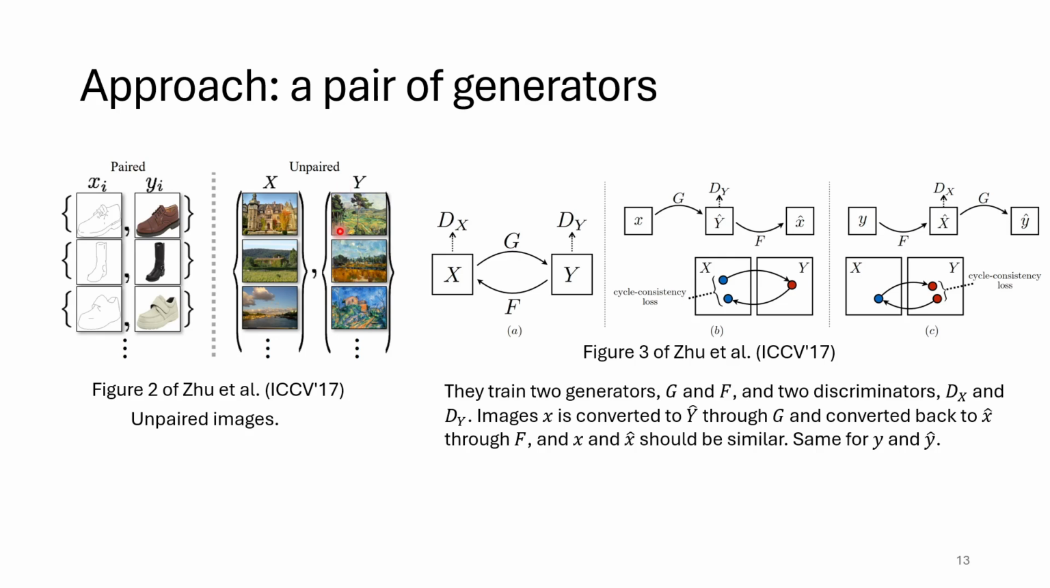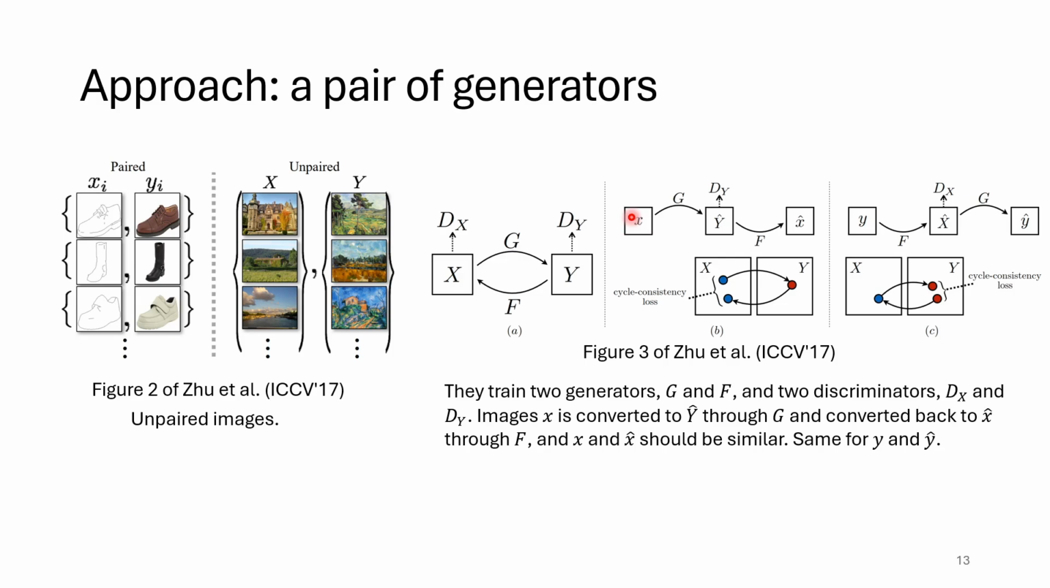And how do they do it? Just train two GANs. One generator G will translate the images from the X domain to the Y domain, and another generator F will translate the images from the Y domain to the X domain. And there are two discriminators, Dx and Dy.